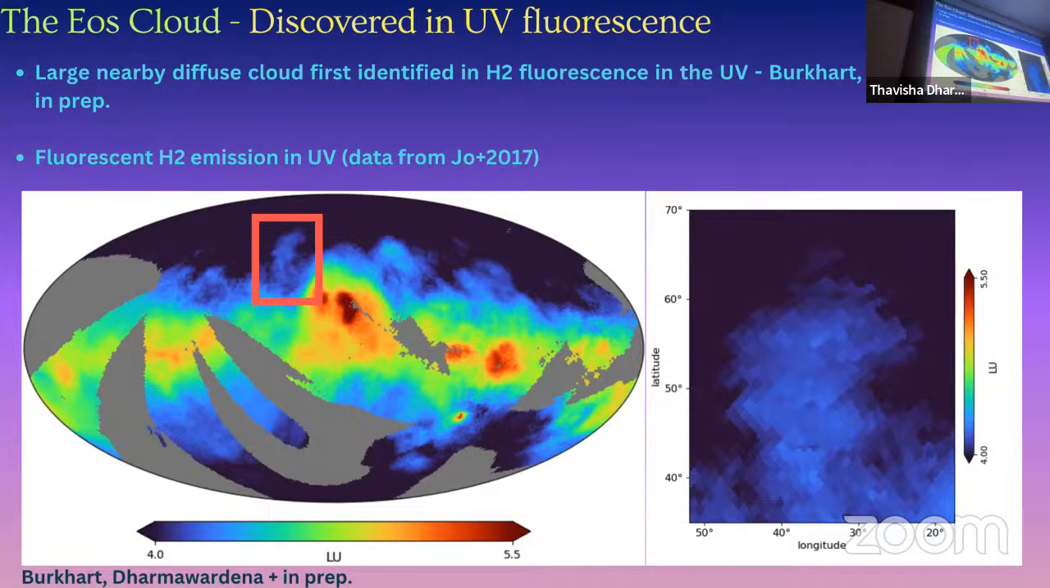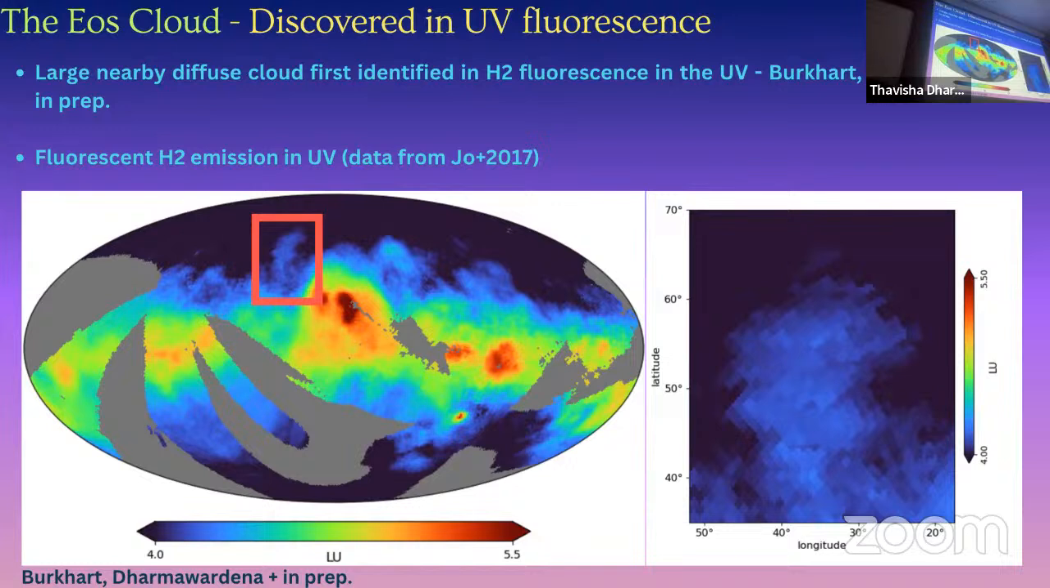What's going on? And this basically led us to identify what we now call the EOS cloud, based on one of the NASA SMEX missions, which we're proposing, that was first discovered in fluorescent H2. So this is data from Joe et al. 2017. So this data has been public for a very long time, and we just happened to stumble upon it.